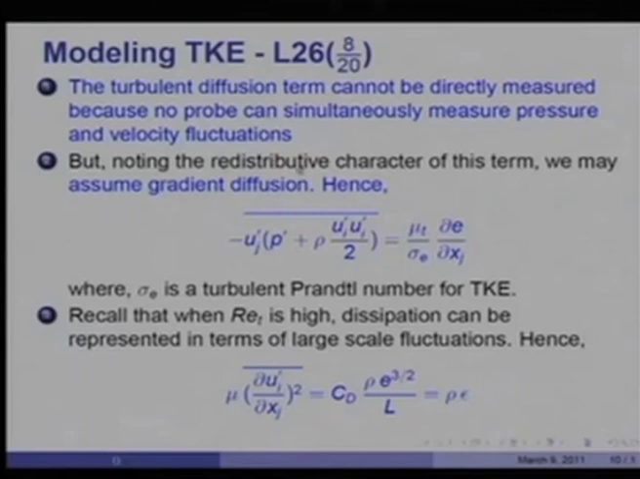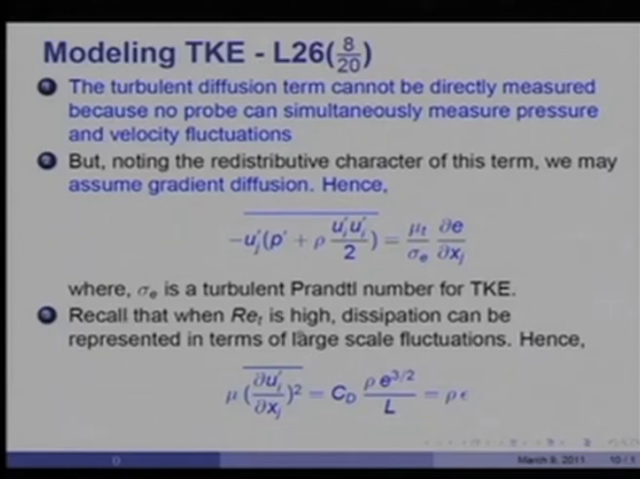But noting the redistributive character of this term, you will recall that when we did the energy balance, we noted that this term is redistributed, and therefore, we will assume a gradient diffusion for this. So, minus u_j prime p prime plus rho u_i prime u_i prime by 2 would be simply put as mu t divided by sigma E, dE by dx_j, where sigma E is the turbulent Prandtl number for turbulent kinetic energy.